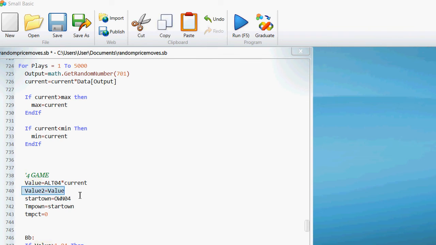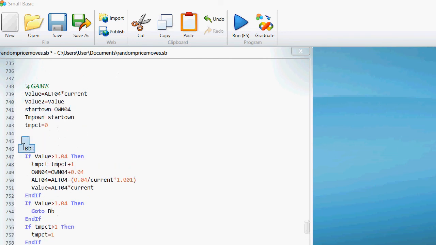Start own equals own 04. Temporary own equals start own, and temporary count equals 0. BB, that this is needed. If value is greater than 1.04, then the TMPT equals this. So this is just to determine if I'm actually making a trade. That's the only reason I have this, is a counter. Did we trade, yes or no? If it's 1 or more, I did.